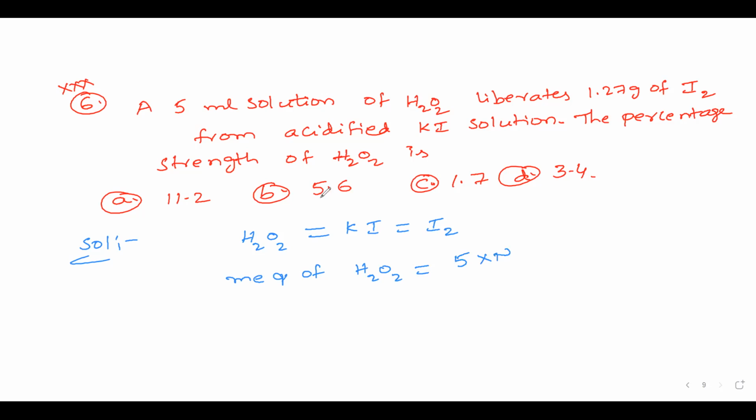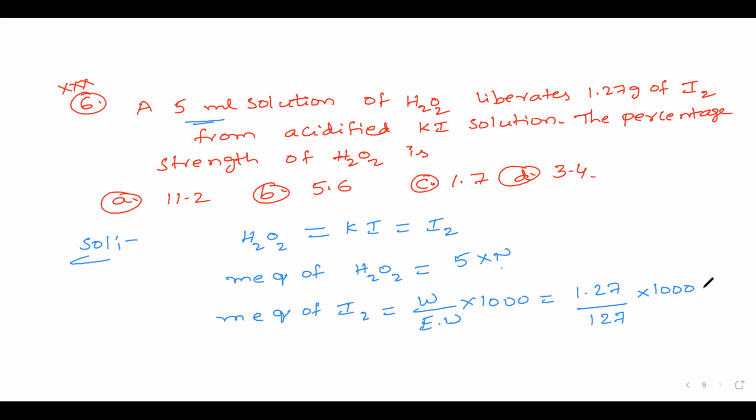into normality, because it is 5 ml of volume into normality. So that is 5 normality. So milliequivalent of iodine is equal to weight of iodine by equivalent weight of iodine into 1000, which is equal to 1.27 grams by equivalent weight of iodine, 127 grams, because molecular weight of iodine is 254, into 1000, which is equal to 10 milliequivalents.